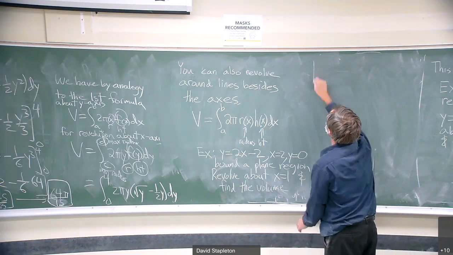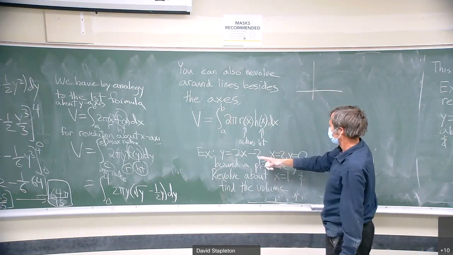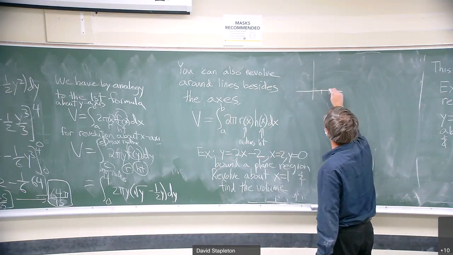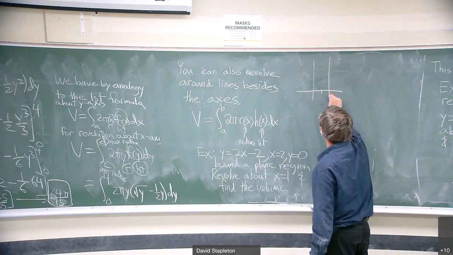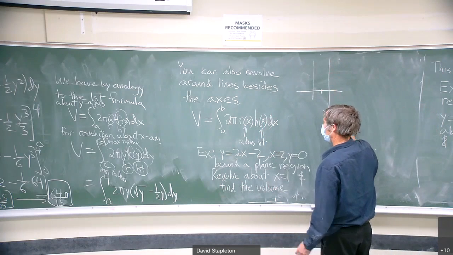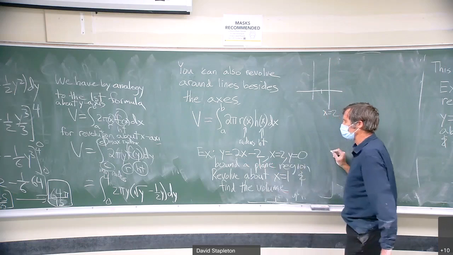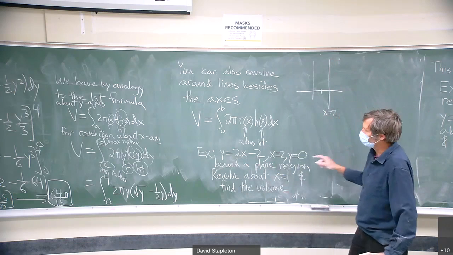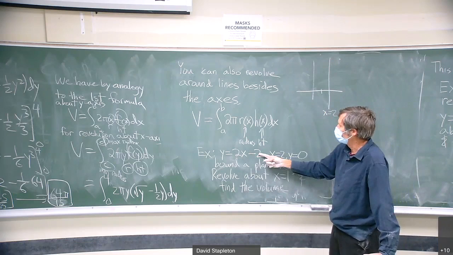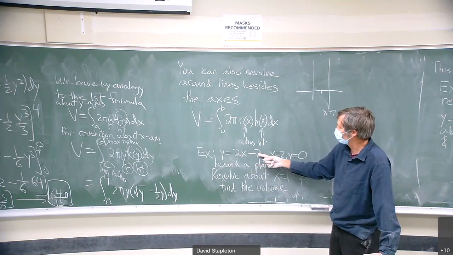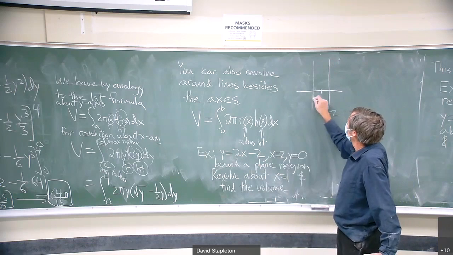Again, draw the picture. And we'll say, let's see, x equals 2 is a vertical line. y equals 2x minus 2. How do I sketch that? All right, it's y equals mx plus b. So I can plot slope 2 and y-intercept minus 2. I'll go down here.